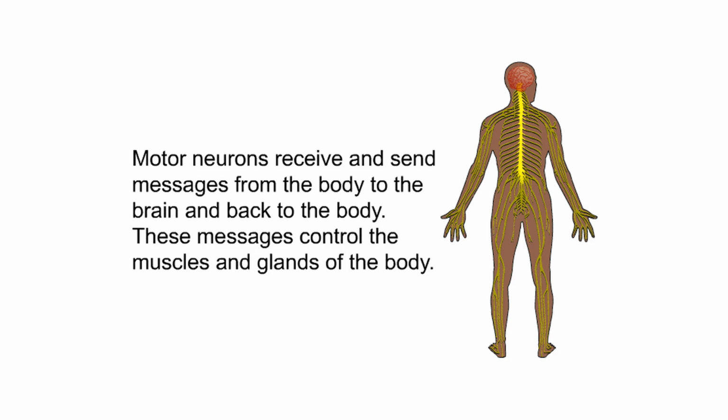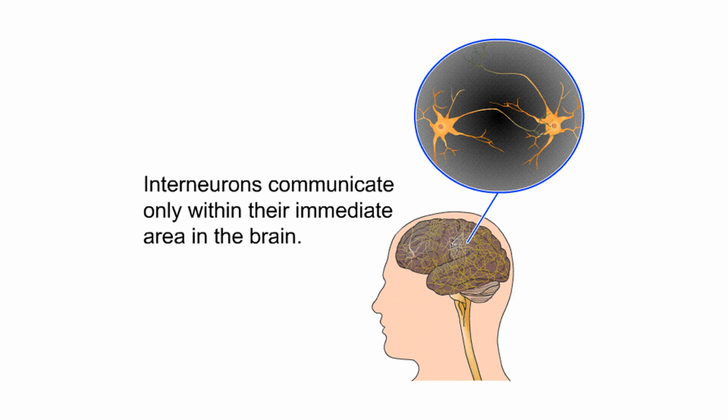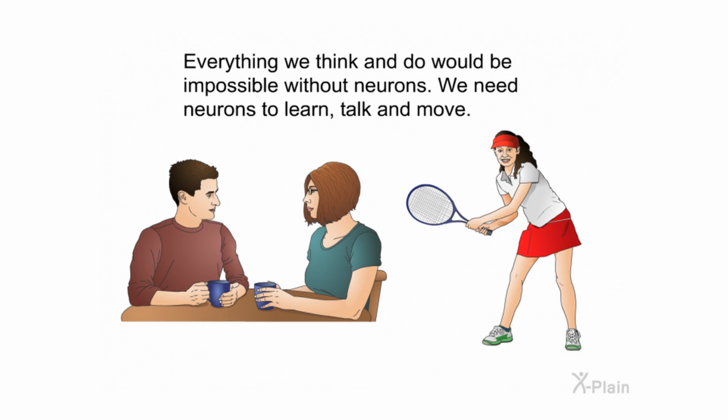Motor neurons receive and send messages from the body to the brain and back to the body. These messages control the muscles and glands of the body. Interneurons communicate only within their immediate area in the brain. Everything we think and do would be impossible without neurons. We need neurons to learn, talk, and move.